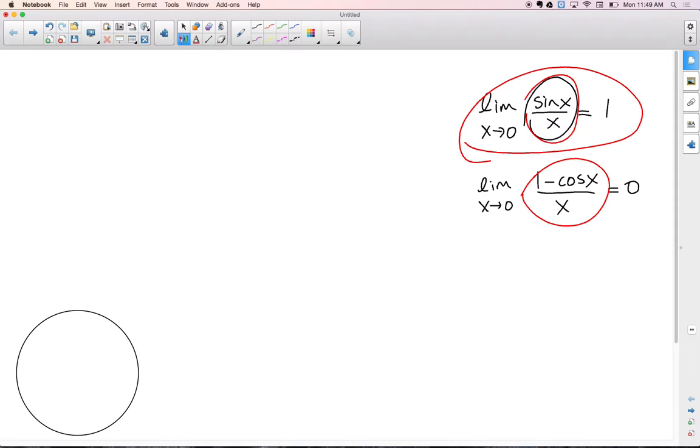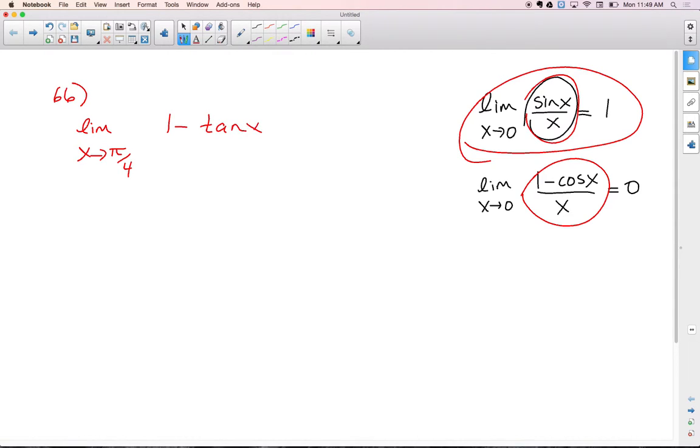All right, what does 66 say, Canyon? The limit as x approaches pi over 4 of 1 minus tangent x over sine minus cosine, right? Yeah, I did this last hour.